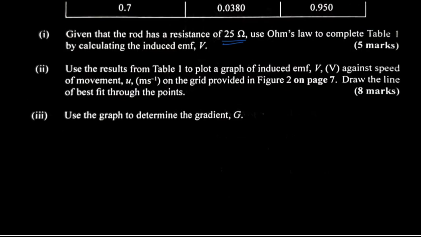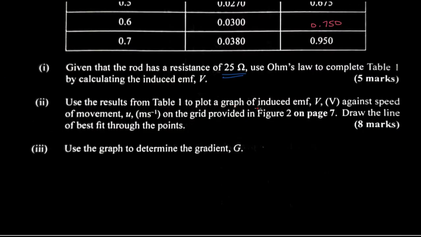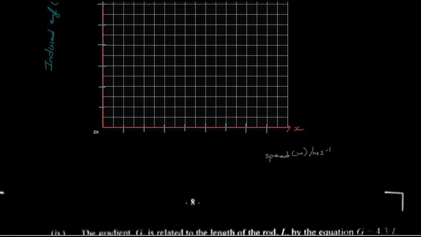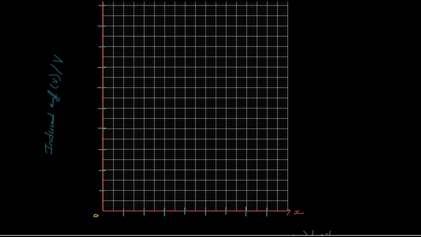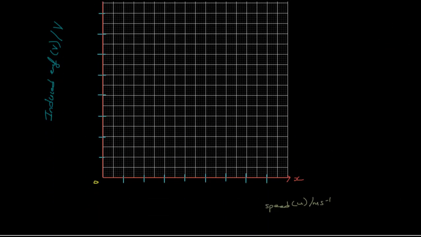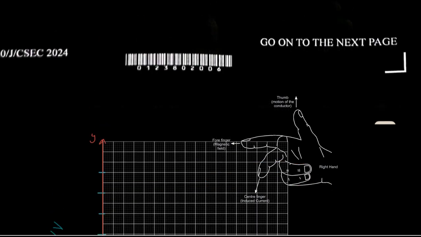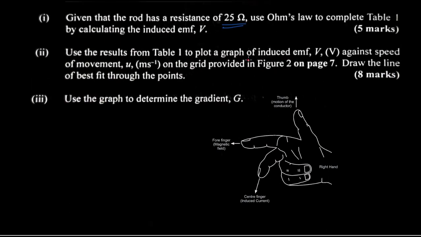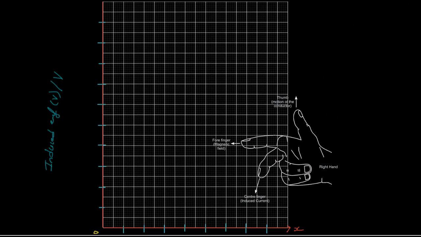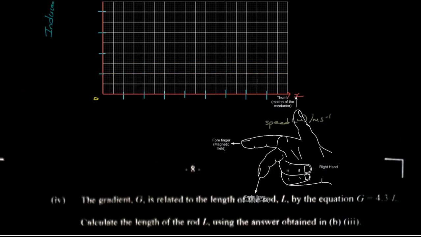Now it says that we're to use the results from Table 1 to plot a graph of induced EMF V against speed of movement on the grid paper provided on page 2 or page 7, and draw the line of best fit through the points. So first thing we're going to do is draw up our axes. I've drawn up my axes and labeled each axis with the required quantity. Since they say we should plot a graph of induced EMF against speed, we will have induced EMF on the y-axis and the speed of movement on the x-axis.